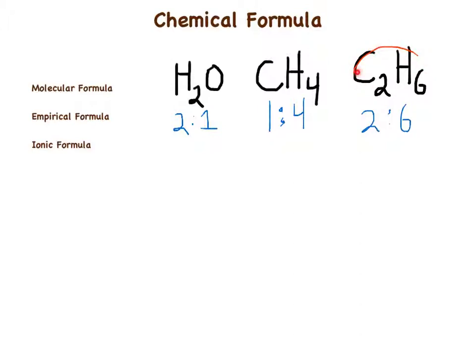Okay, so this one right here, C2H6. The ratio is 2 carbon atoms per 6 hydrogen atoms. So if we're going to reduce that, 2 can reduce down to 1, and then the 6 can reduce down to 3. So it becomes CH3.